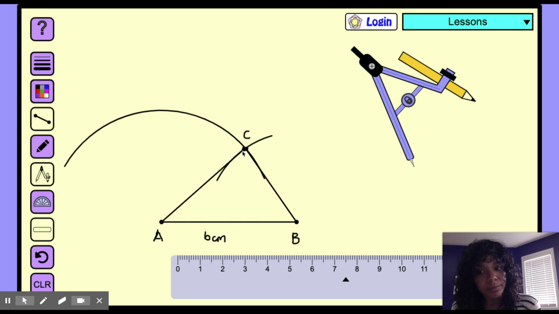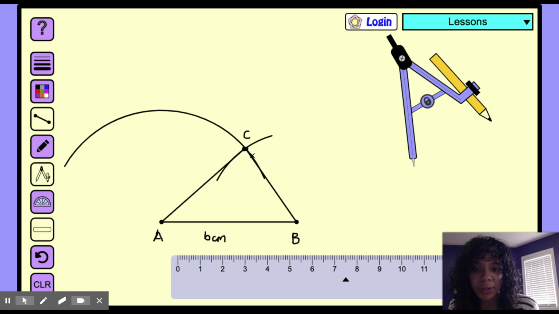And the curves you draw wouldn't be as big as the one I did. I just did it to show you an example. Okay, and then I'm gonna fill in the other measurements.